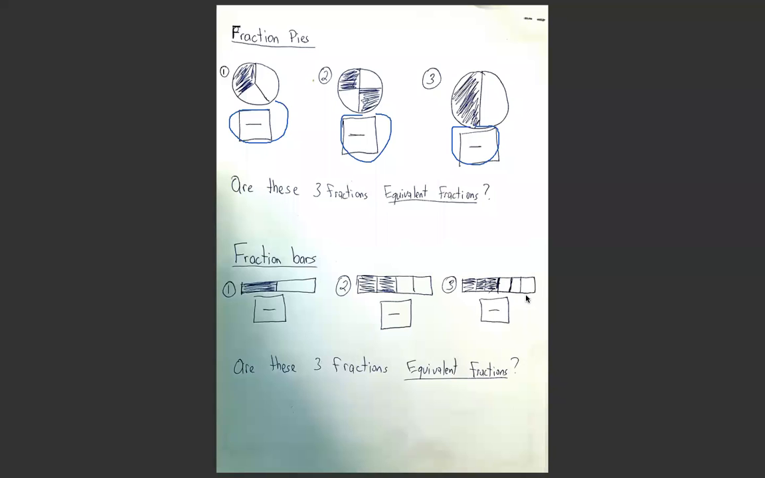Anybody confused? Everybody okay? Thumbs up if you're okay with this. It's okay if you're not. I'm here to help. Do we need to draw the bars? You don't need to. You can just look. Okay. Write the fraction of 1, 2, 3. Tell me, are they equivalent? Yes or no. Then go to the fraction bars. Fractions 1, 2, 3. Are they equivalent? Yes or no.